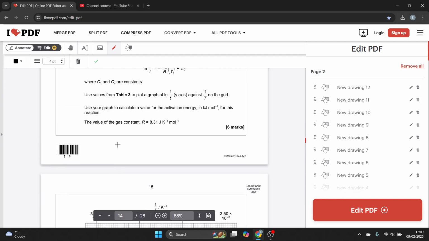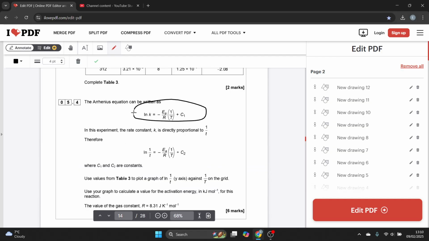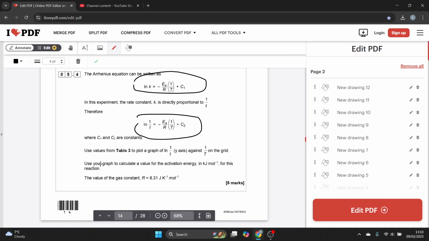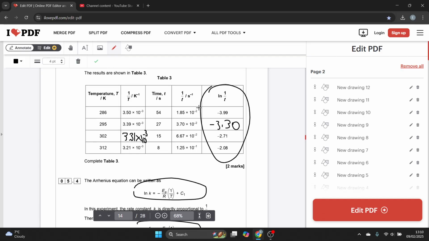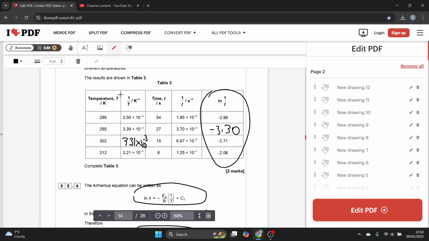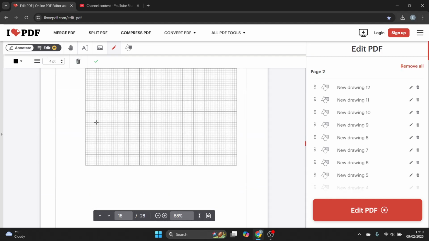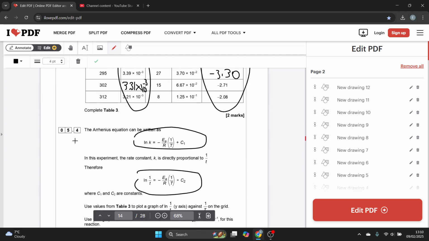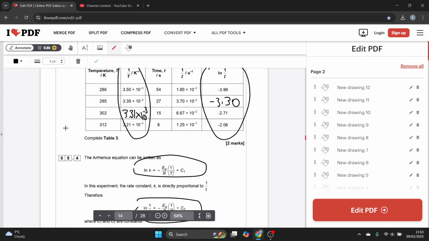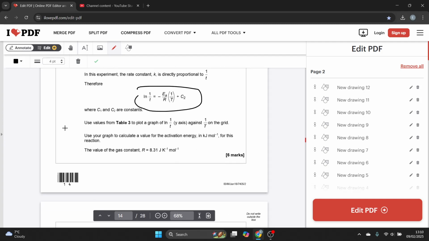Then it says, okay, got this, can be written as this, therefore this. Use values from table 3 to plot a graph of ln k. So I'm plotting this against 1 over t on the grid. That's 1 over t, plot ln k, just plot it x-axis, y-axis. But then it says, use your graph to calculate a value for activation energy, including units, kilojoules per mole to the power minus 1, for this reaction.